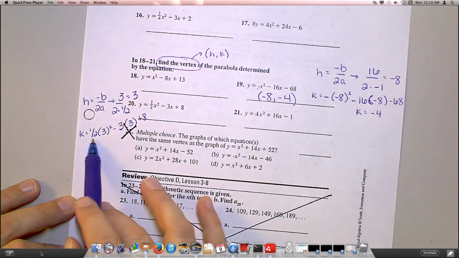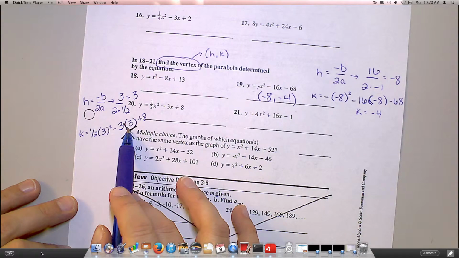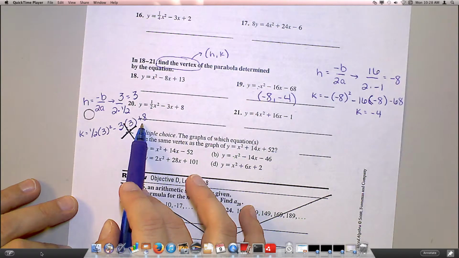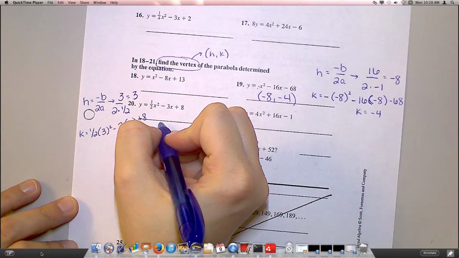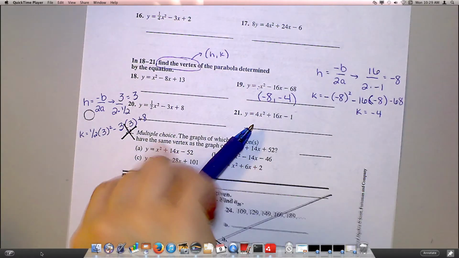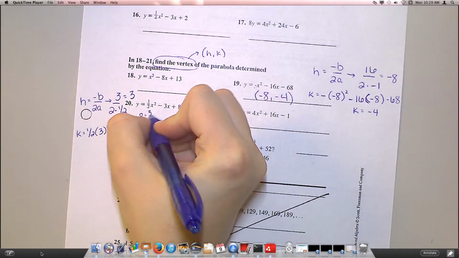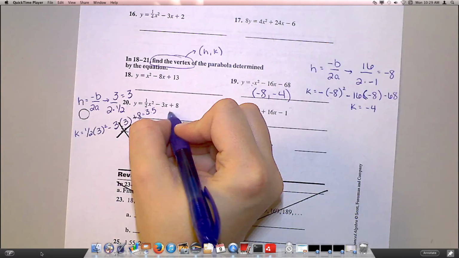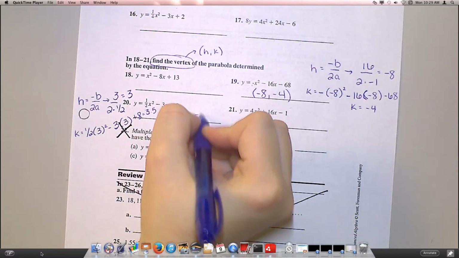Let's see, this is going to be negative 4. This is going to be 4.5 minus 9 is negative 4.5. Negative 4.5 plus 8 is 2.5. No, 3.5. No, now I'm just going to do it. 3.5? Thank you. Okay, so my k value is 3.5, and so my vertex would be 3, comma 3.5.